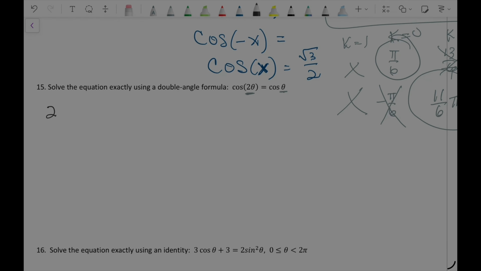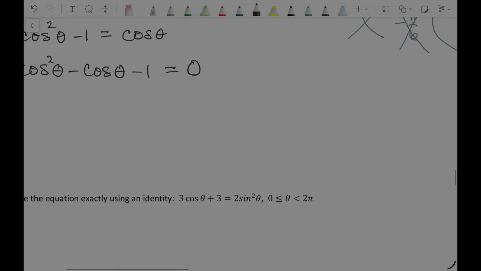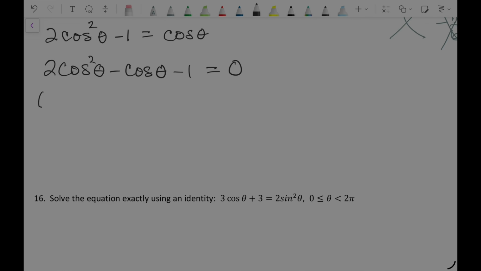2 cosine of theta squared minus 1, that's on the left, equals cosine of theta. If I make this equal 0, I'm going to subtract cosine of theta on both sides. I still have that minus 1 there. I sneakily made the order this way so that I could see it's quadratic in nature. I can either factor or use the quadratic formula to solve. I believe I'm going to try to factor this.